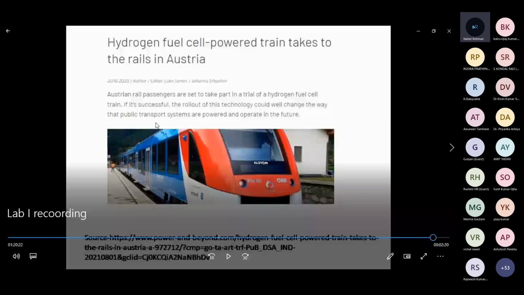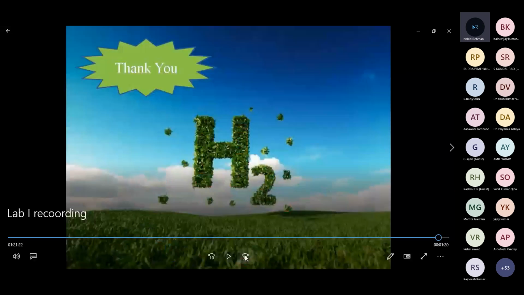It's news from 2020. So it is being tried, how a hydrogen fuel cell train can be run successfully. So they did it, and this is all about today's lab session.